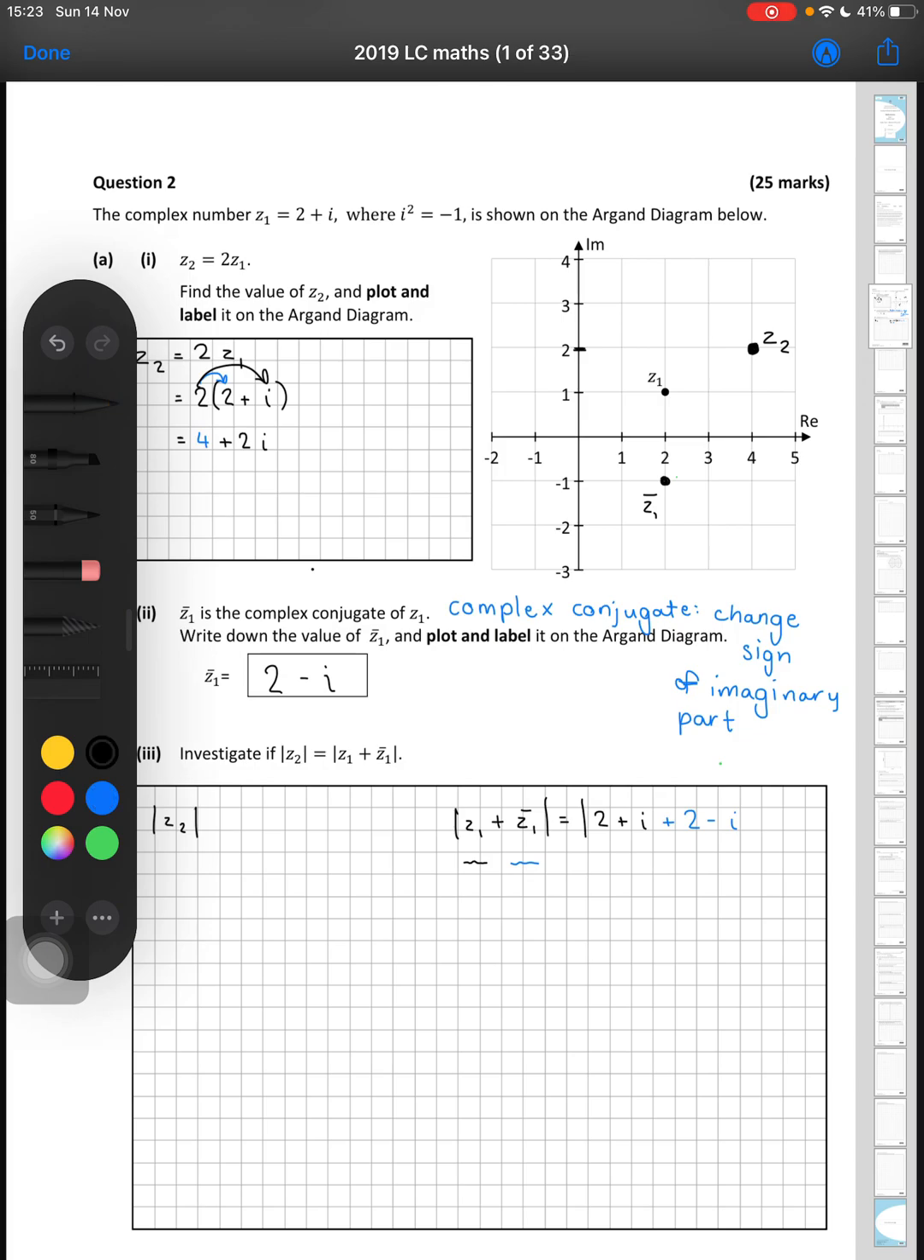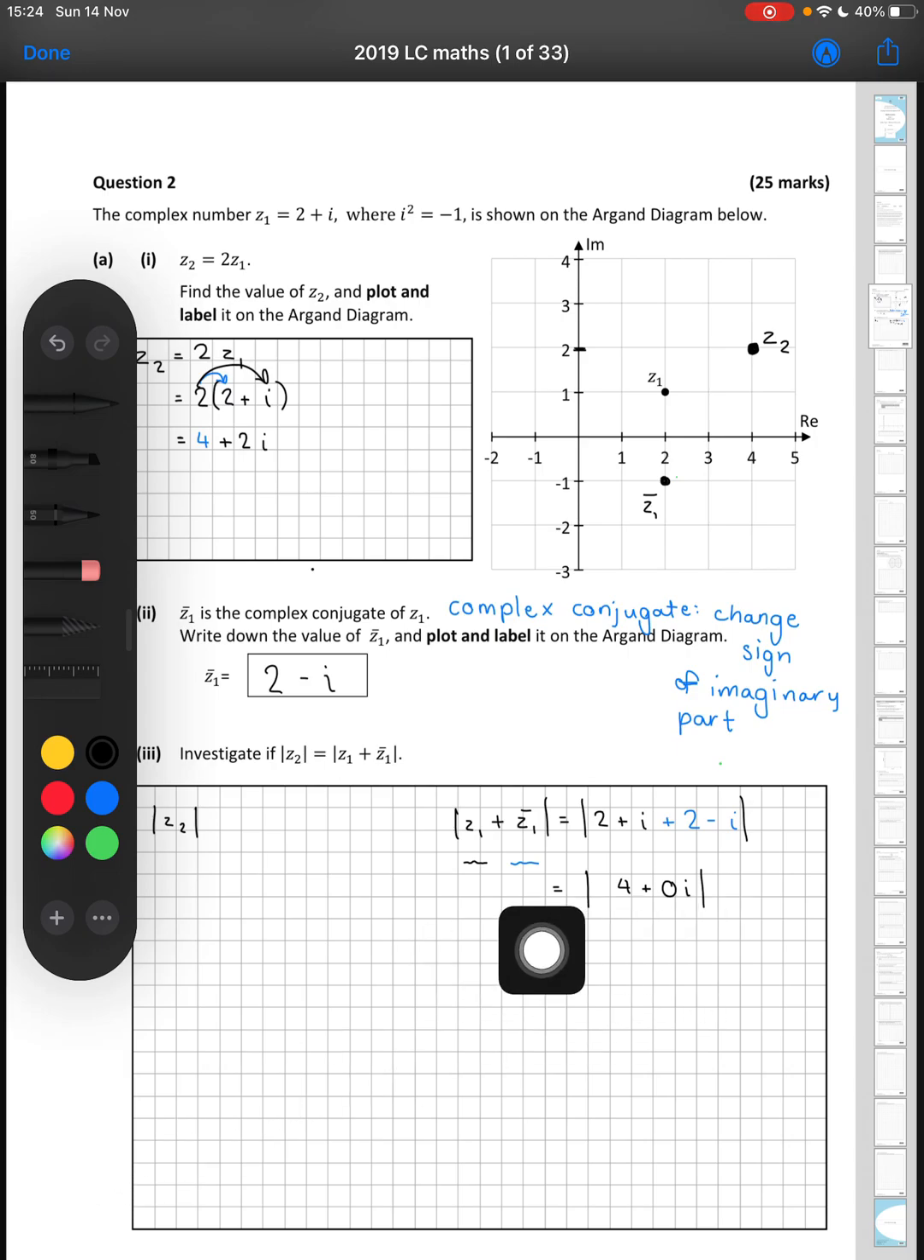And we're finding the modulus of these. So we're finding the modulus of, well, we have 2 plus 2, so 4. And i minus i is nothing. So we're finding the modulus of 4 plus 0i, which is actually how I should have written it, considering it's going to be on the Argand diagram.